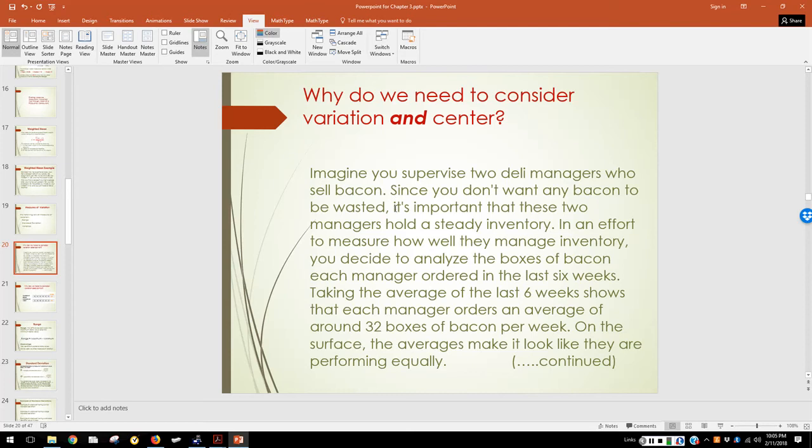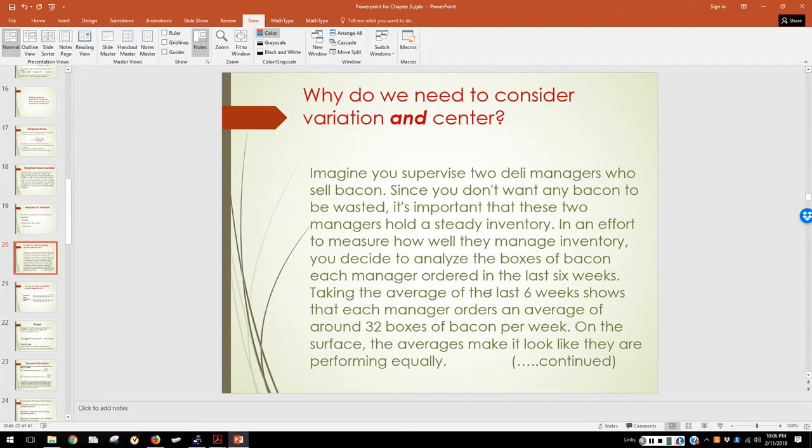Since you don't want any of the bacon to be wasted, because let's face it, it's a crime to waste bacon. Everything's better with bacon. It's important that these 2 managers hold a steady inventory. So in an effort to measure how well they manage that inventory, we're going to analyze the boxes of bacon that each manager ordered in the last 6 weeks.